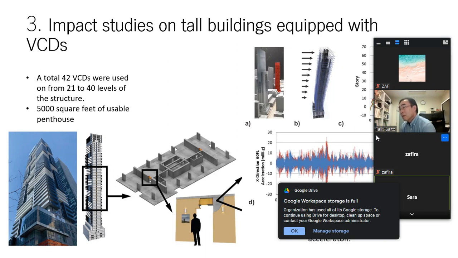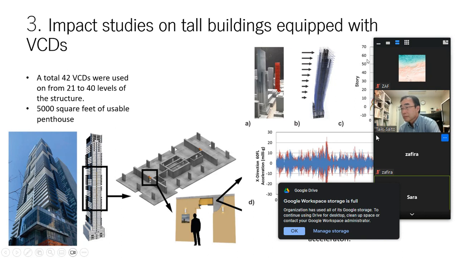From before, I showed the three examples of tall buildings. Now I'm going to talk about these buildings. The first one is a 66-story building in Toronto. A total of 42 dampers were used from the 21st to the 40th level of the structure.